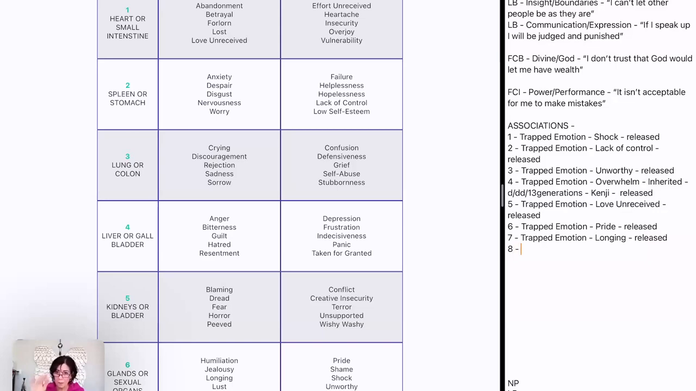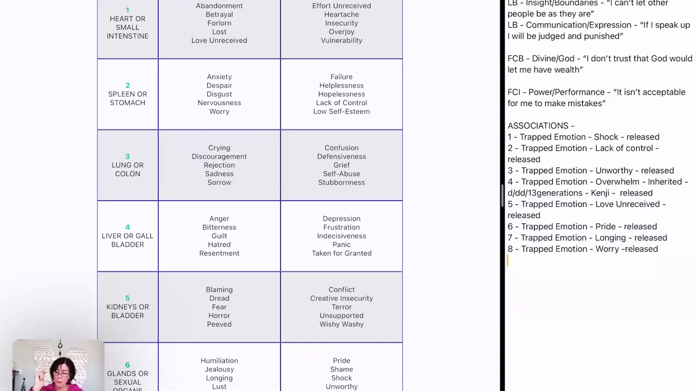Okay. Another trapped emotion. It's an A. A odds, no, evens. A 2. Anxiety, despair, disgust, nervousness, worry. All right. So this trapped emotion is worry. Do we need to know anything about worry, anything about this trapped emotion? No. Okay, so we can release it. 1, 2, and 3. Whenever I get those little shaky, shivery things, it always makes me giggle. Okay. All right, so that's released.